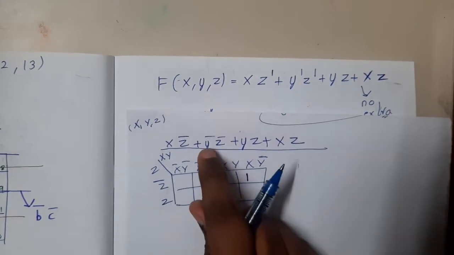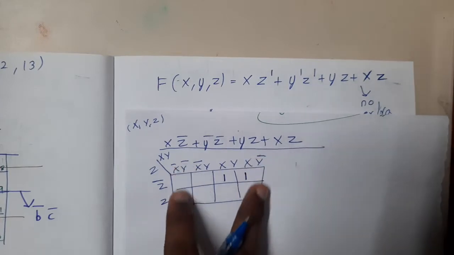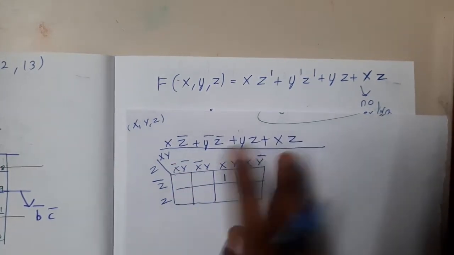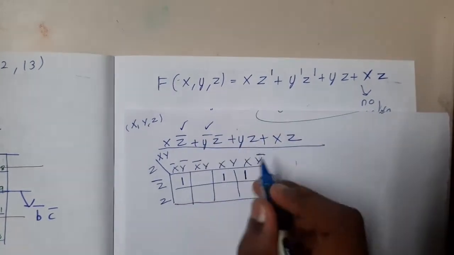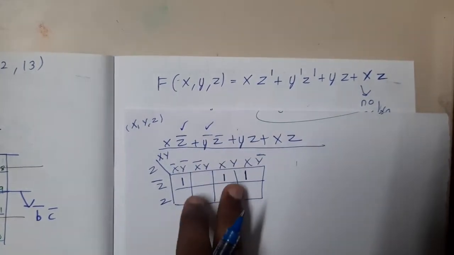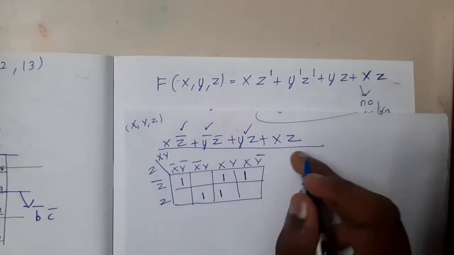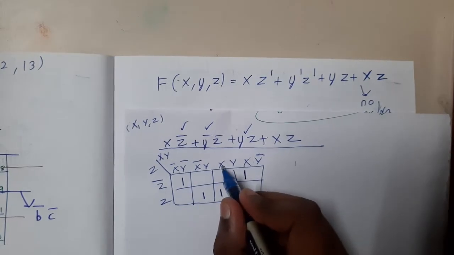Similarly, y bar, z bar. So where is y bar? Here in these two columns. So where is z bar? So it will be here and here. Here it is already there. So done, done. Similarly, yz. In these two y is there and here is the z. Done. Similarly, xz. So x and z.